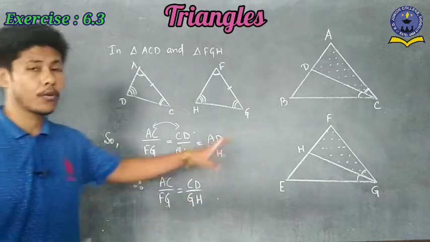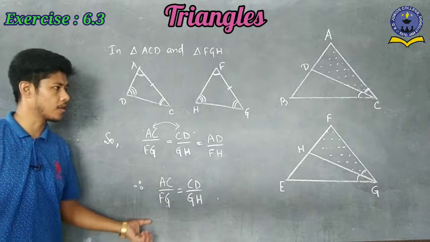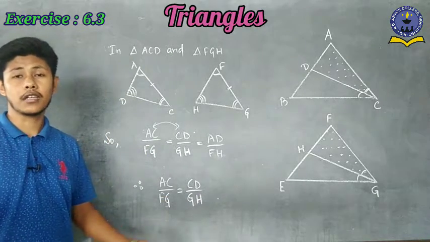So the main task is what? We need to prove the triangles are similar, and if the triangles are similar, then the ratio of their corresponding sides are equal. Easily we can prove it here.